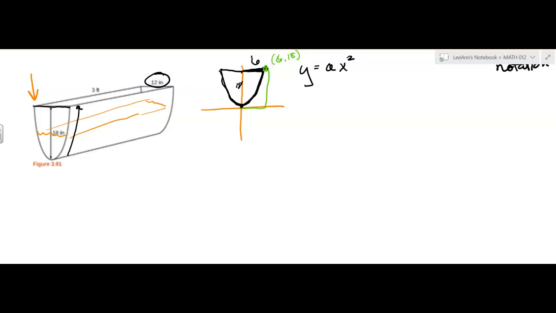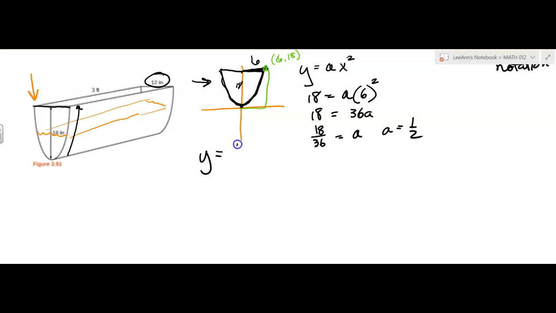Now we can plug those numbers in to find a. So we're going to have 18 equals a, and x was 6 squared. So that's 18 equals 36a, or a equals 18 over 36, which is 1/2. Okay, so we know a is 1/2. Now we know this equation for the parabola. We know that this right here is based on y equals 1/2 x squared.